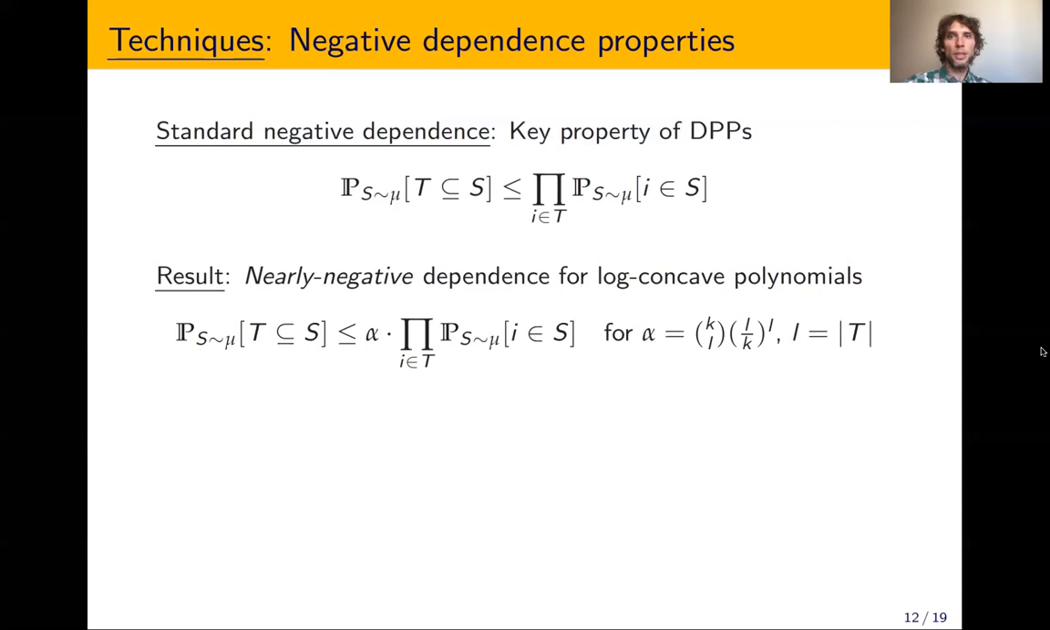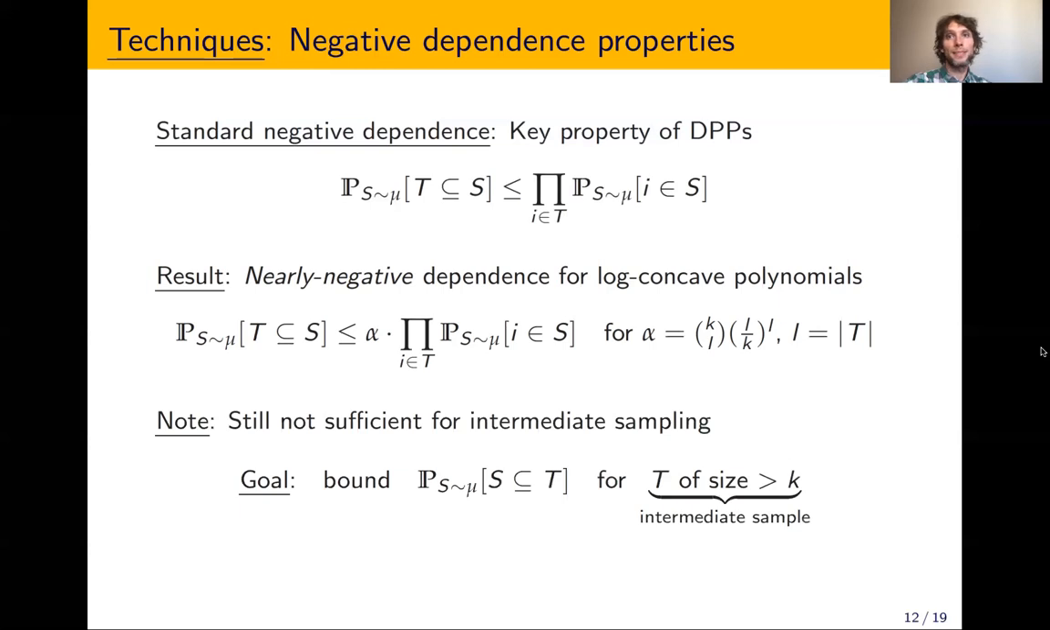Instead of bounding the marginal probability of a small set T of size less than k, we must instead bound the probability mass concentrated in a set T of size larger than k. Here, think of the set T as our intermediate sample. In fact, we can use the standard negative dependence to bound this probability, but this leads to suboptimal bounds. So it is necessary to reframe the notion of negative dependence.